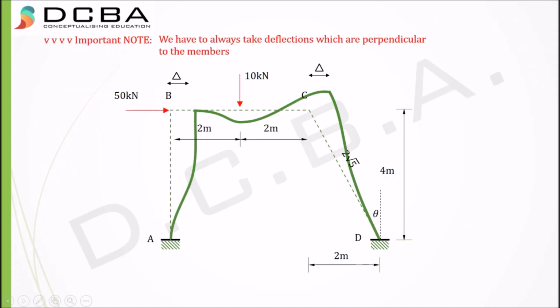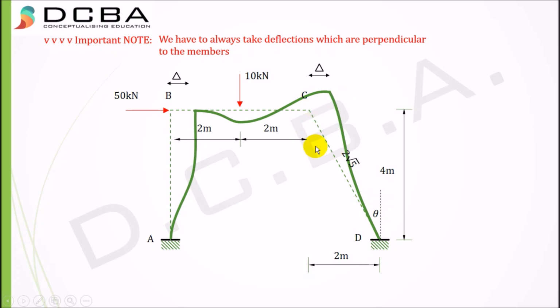Now this is very important, that we always have to take deflections which are perpendicular to the member. As we see, the structure has got deflected due to this particular load which is acting horizontally, and we have these horizontal deflections delta. These deflections can only be applied to this vertical member. We have to take only those deflections which are perpendicular to the member. So this deflection can only be taken for the vertical member as it's a horizontal deflection. For this horizontal member we require a vertical deflection, and for this inclined member we require a deflection which is perpendicular to this member.